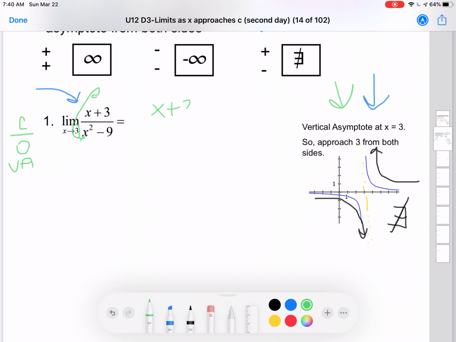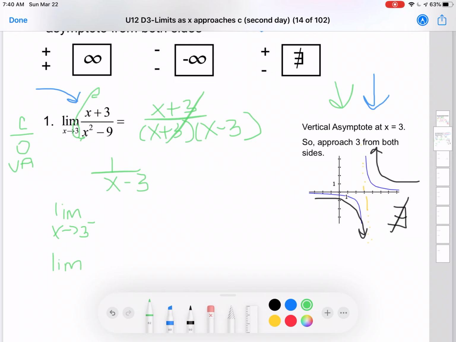Like we did yesterday as well, the steps are pretty similar. I'm left with 1 over x minus 3. From here, notice if I plug in the 3, I'm still left with a constant over 0. That's of no use to me there. So we're going to do like we did on day 1. We're going to take the limit as x approaches 3 from the left, and the limit as x approaches 3 from the right. And technically, we're taking the limit of f of x.